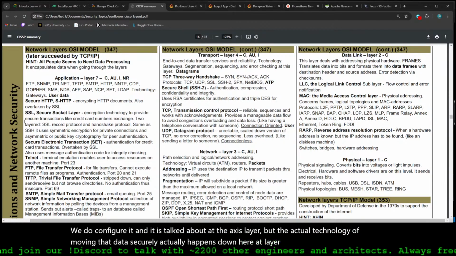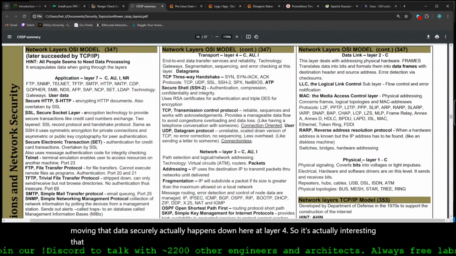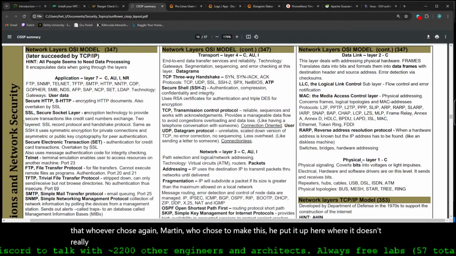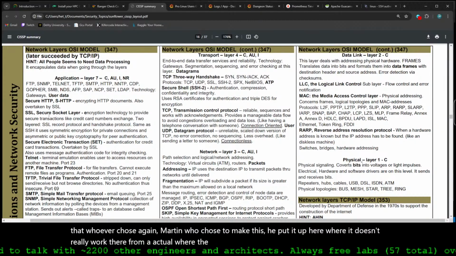So it's actually interesting that whoever chose, again, Martin, who chose to make this, he put it up here where it doesn't really work there from an actual where the rubber meets the road side of things.